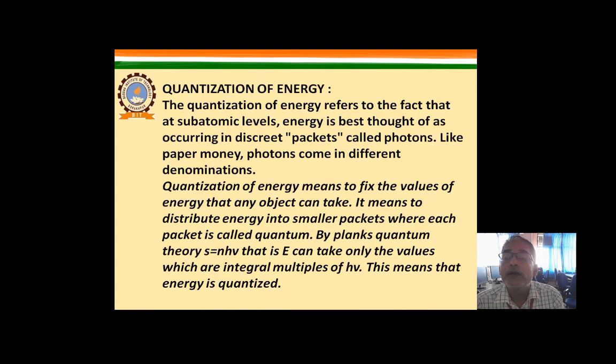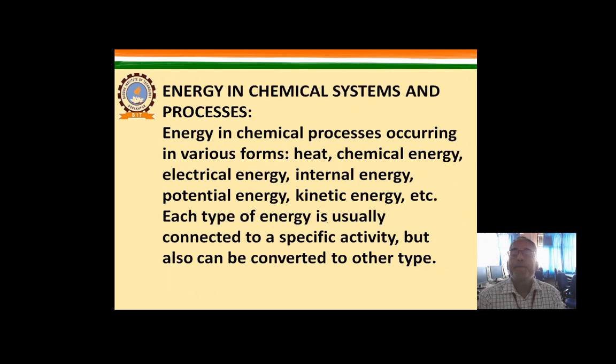The next part is energy in chemical systems and processes. Energy in chemical processes occurs in various forms: heat, chemical energy, electrical energy, internal energy, potential energy, kinetic energy, etc. Each type of energy is usually connected to a specific activity but also can be converted to another type.